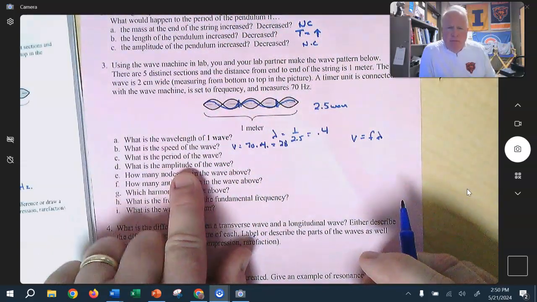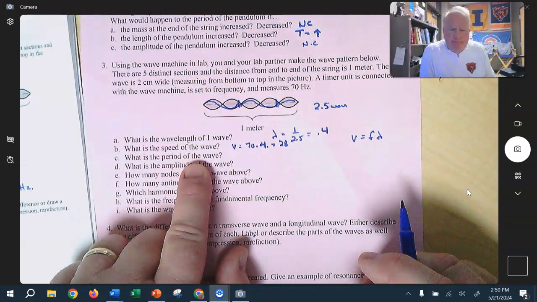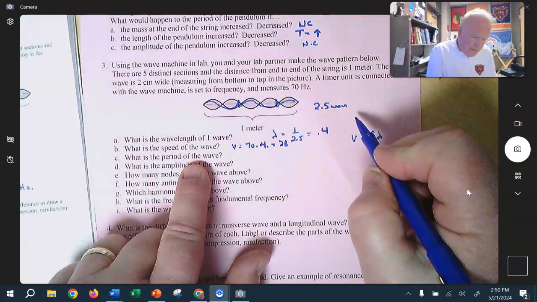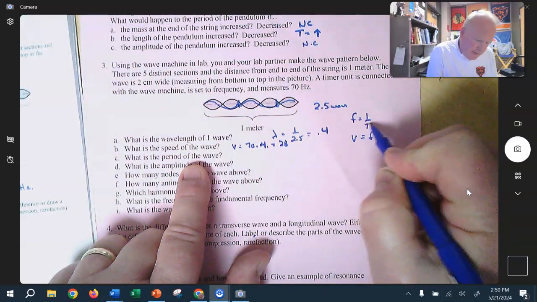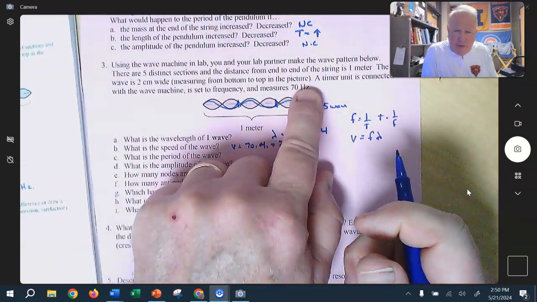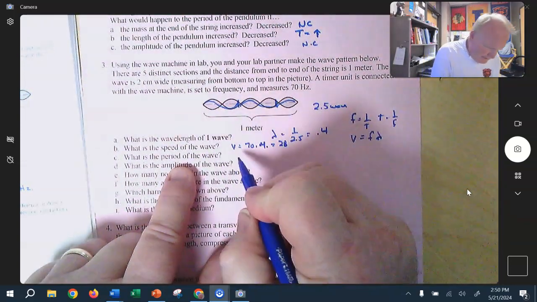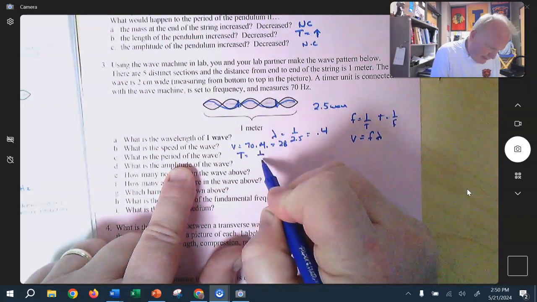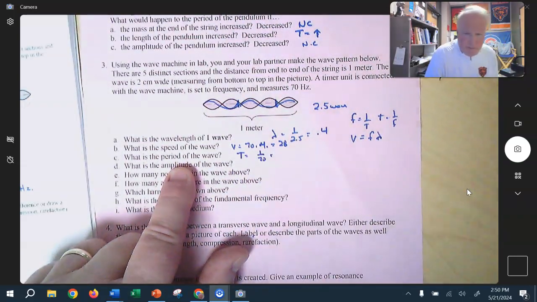Okay, what's the period of the wave? Well, remember, these are our equations. F is equal to 1 over T, or T is equal to 1 over F. So if they gave us the frequency and they want the period, then T is equal to 1 divided by 70, whatever that number is, okay?